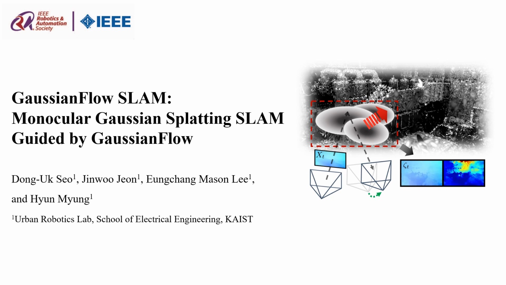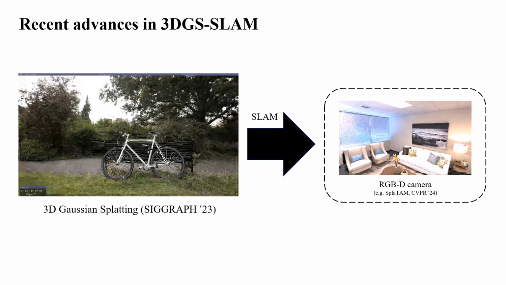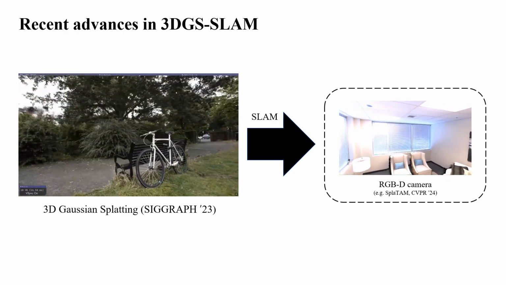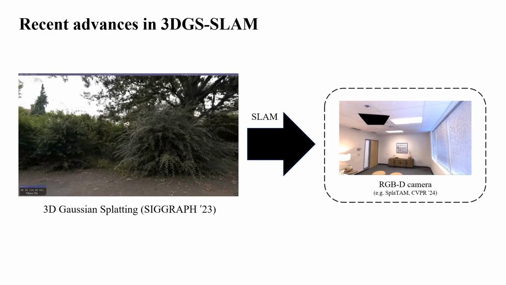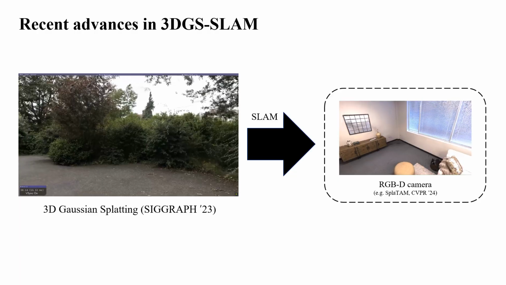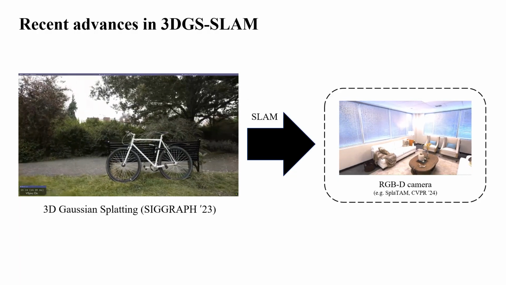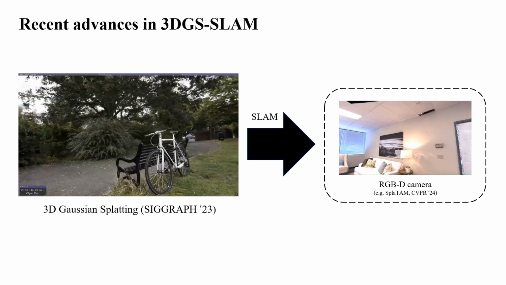Hello. We present GaussianFlow SLAM, a monocular Gaussian splatting SLAM guided by GaussianFlow. Recently, 3D Gaussian splatting has emerged as a powerful map representation enabling photorealistic 3D reconstruction. To extend 3DGS to the SLAM, various sensor configurations have been explored.